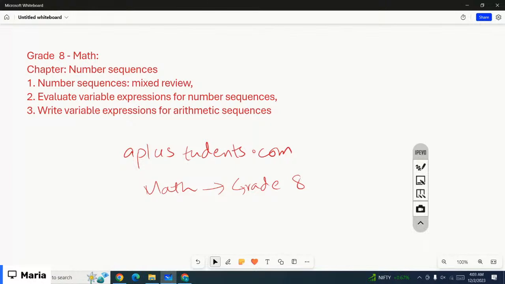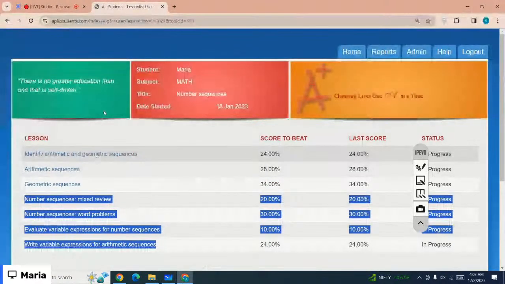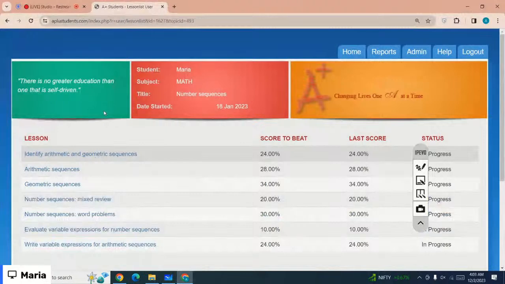We're going to start with the number sequences and the lessons we're going to cover today are number sequences mixed review, evaluate variable expressions for number sequences, write variable expressions for arithmetic sequences. Okay, here I am on the grade 8 math. The chapter we're working on is number sequences. Let's just start with the lesson that is number sequences mixed review.